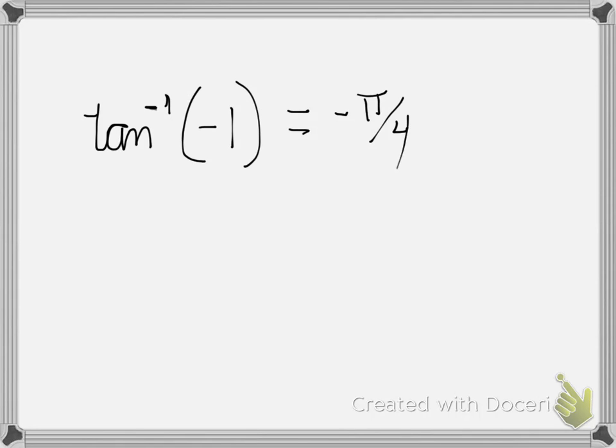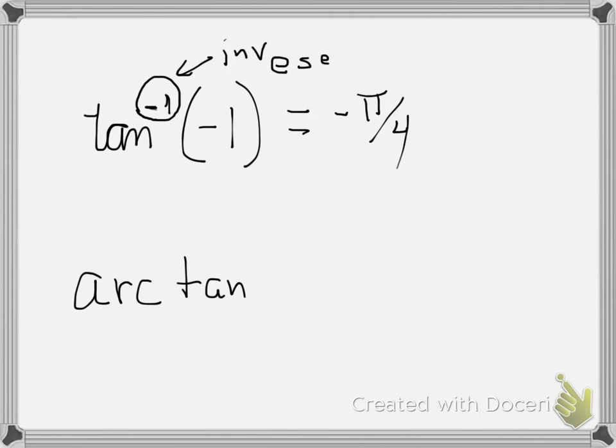So, remember that this little sign up here means inverse. We have an inverse trig function. Now, back in the day, this wasn't always necessarily the desired notation. They would put ARC in front of them, like they would have an arctangent, or an arcsine, or an arccosine. Okay, that was how they indicated an inverse trig function.